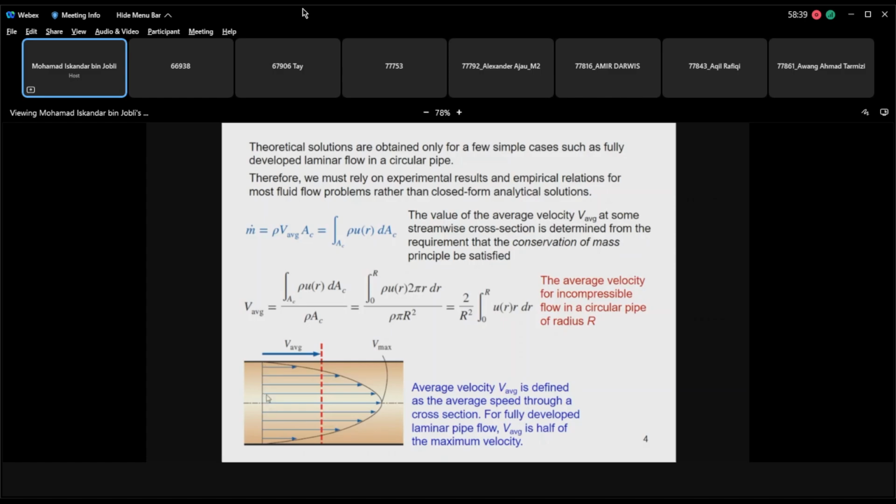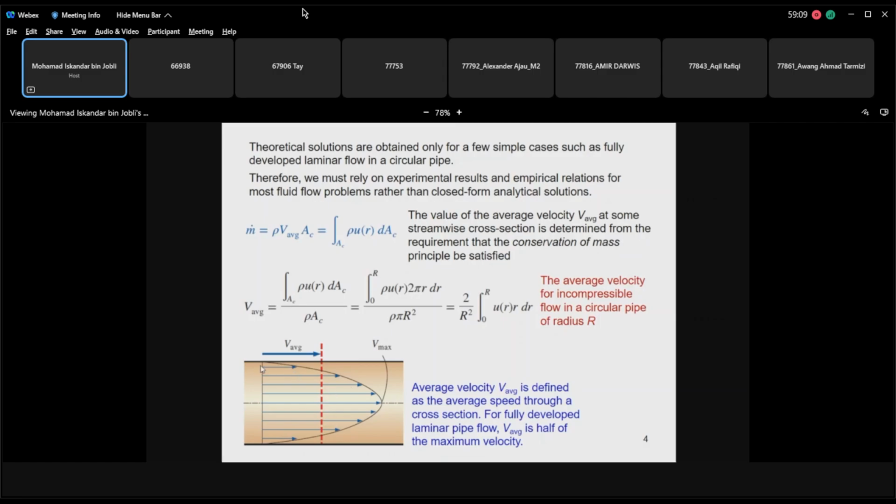Let's say this one's the reference point, the datum. The one in the middle will exhibit the highest velocity, which we call Vmax. And the one that is closest to the surface, we call the lowest velocity, Vmin.